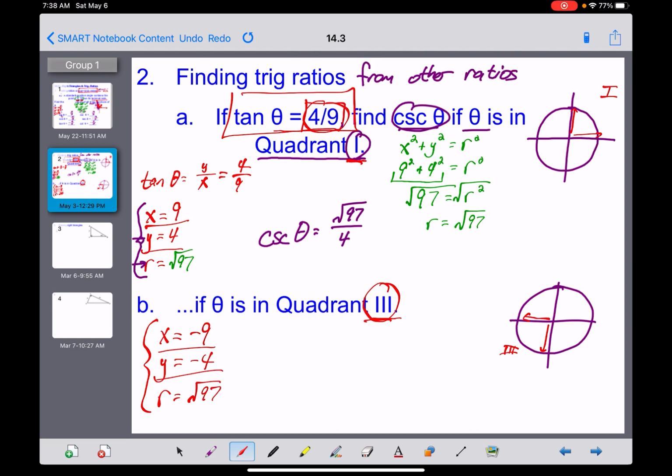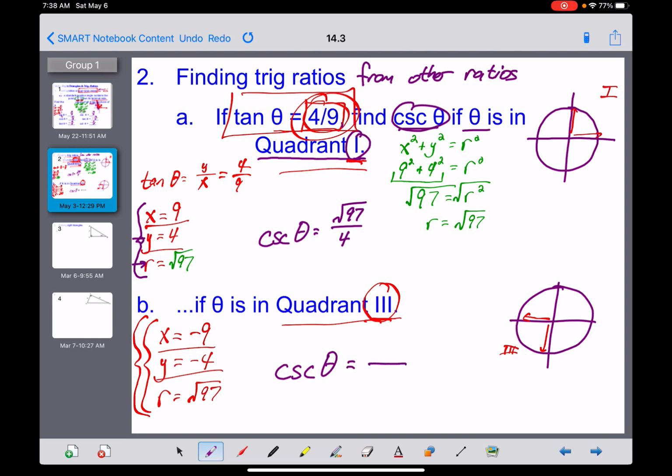In both of these two quadrants, x and y have the same sign, and when you divide positive by positive, or negative by negative, you're still going to end up with a positive value for tangent. So all we had to do is kind of change the signs of some of these values, and then we're going to be able to answer this question lickety-split.